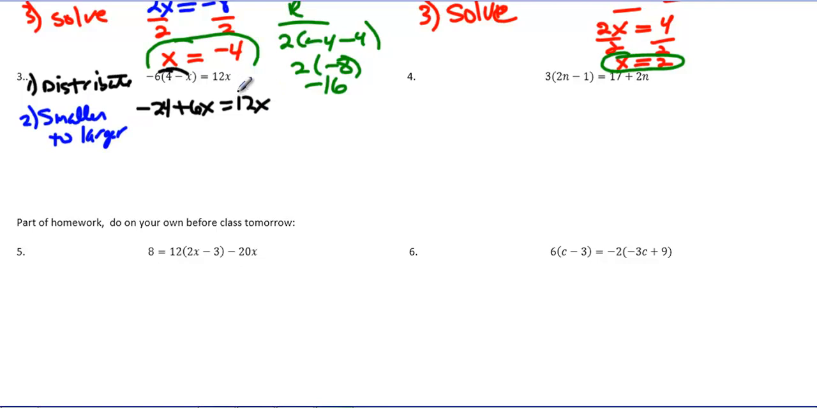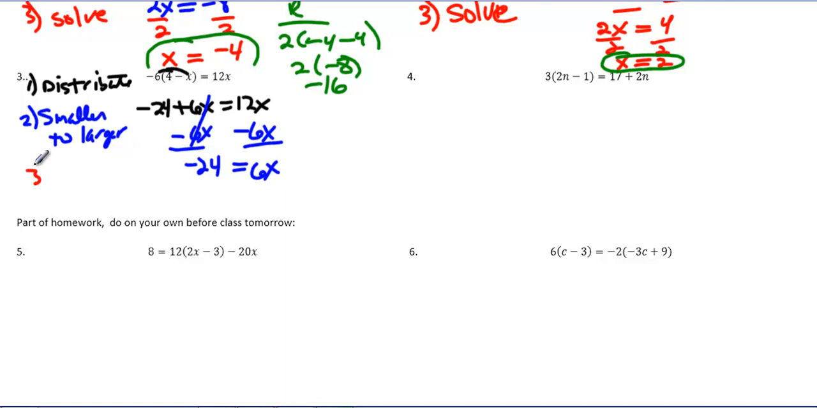Remember, when variables are on opposite sides, we do the opposite sign. So the 6 is smaller than the 12. The 6 is positive. The opposite of that is negative. So I subtract 6x from both sides. On my left-hand side, positive and negative 6x will cancel out. I get negative 24. And on this side, I have 6x.